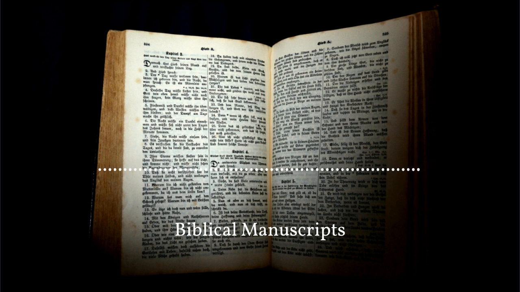Here's another one, Oxyrhynchus 654. This is the earliest known fragment of the Gospel of Thomas. Remember, this was one of the big Gnostic Gospels.